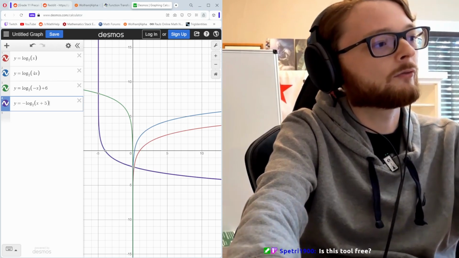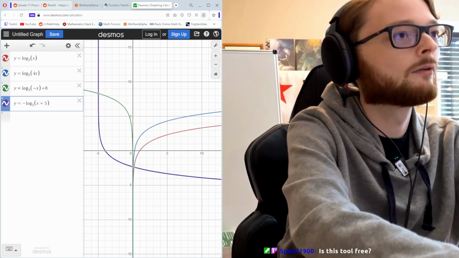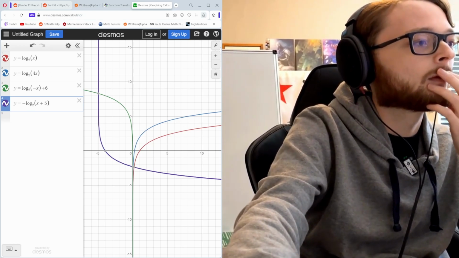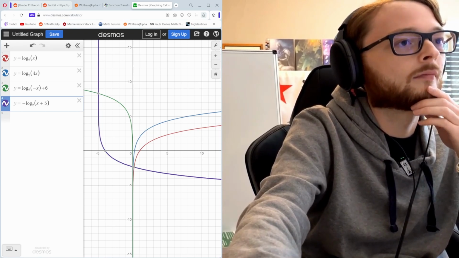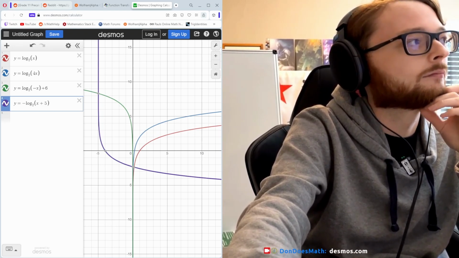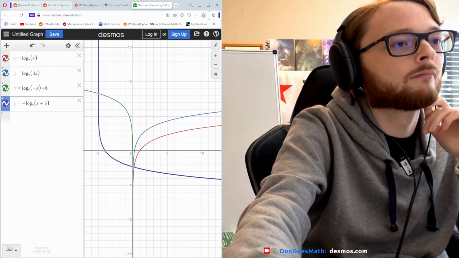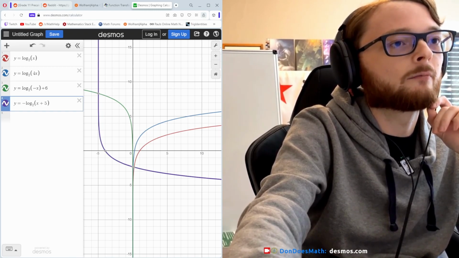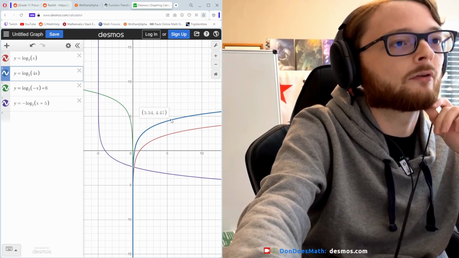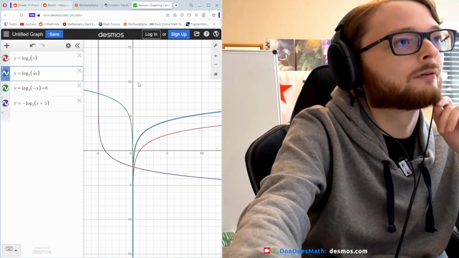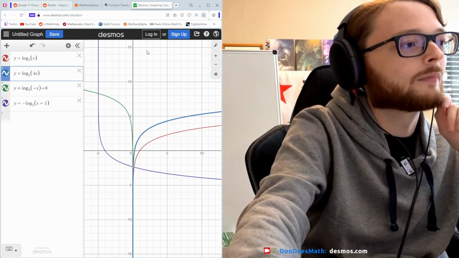Decimals, yeah, it's really nice for graphing things. It's a lot quicker than Wolfram. And you can click on a point on the graph to get its coordinates and stuff like that. It's a nice one.